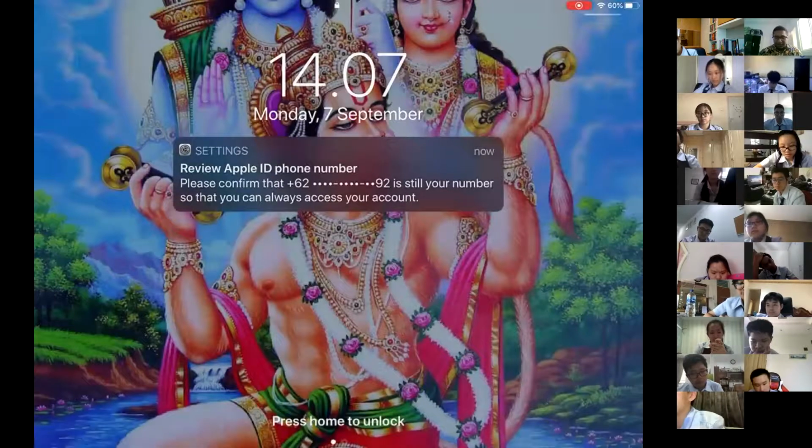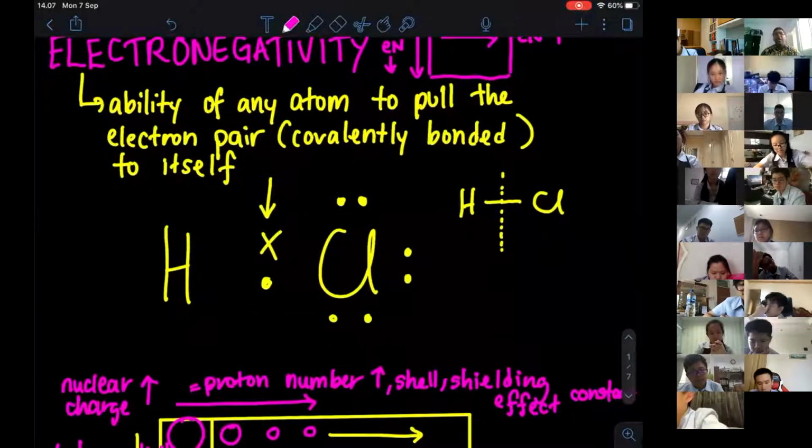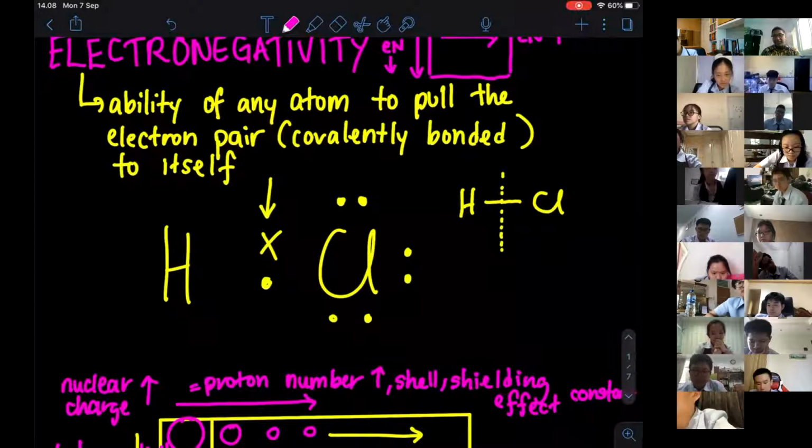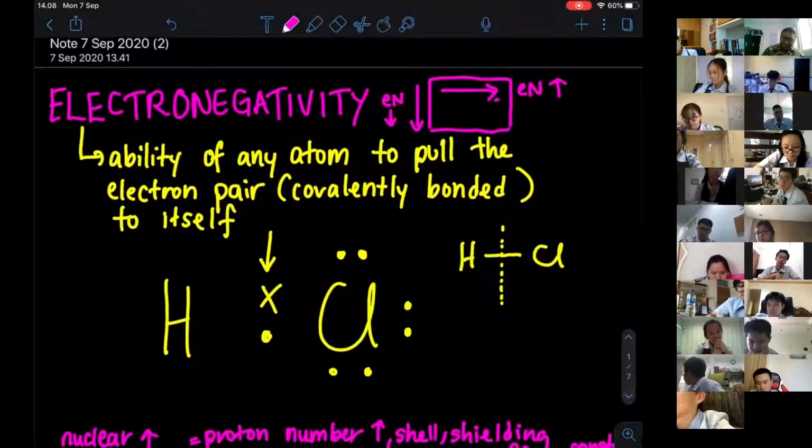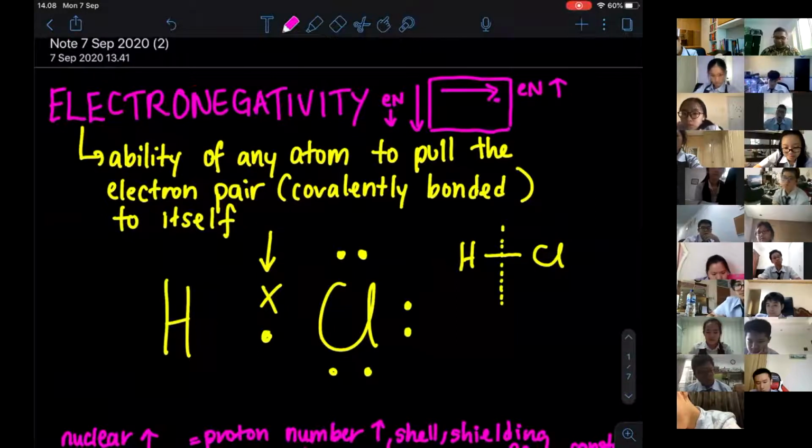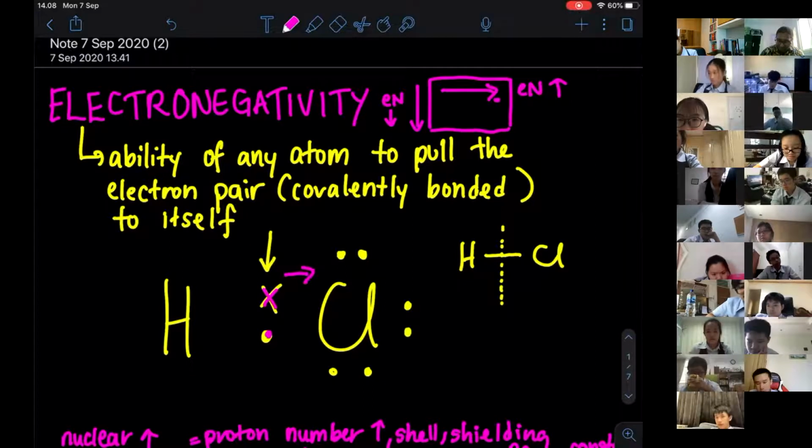According to this example, if you have HCl, I just told you that H is going to be the least electronegative. It means it's the weakest. Therefore, we know that Cl, being somewhere here in your periodic table, of course, is going to be higher electronegativity. So what happens is these two electrons are going to be pulled closer towards Cl. It means now the electrons are no longer going to be in the middle. They are going to be closer towards Cl.